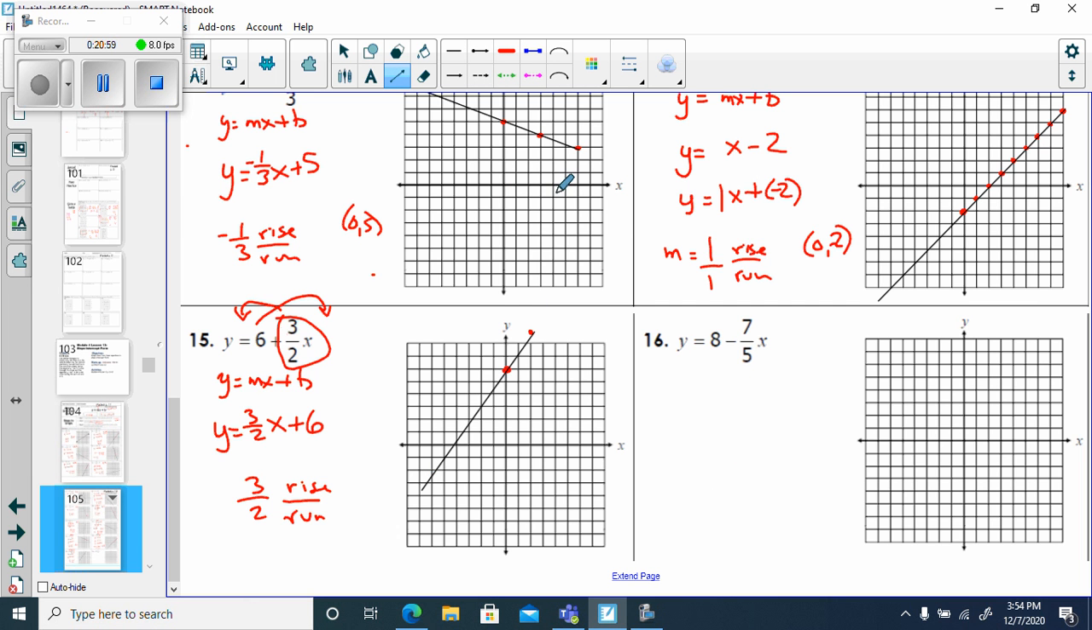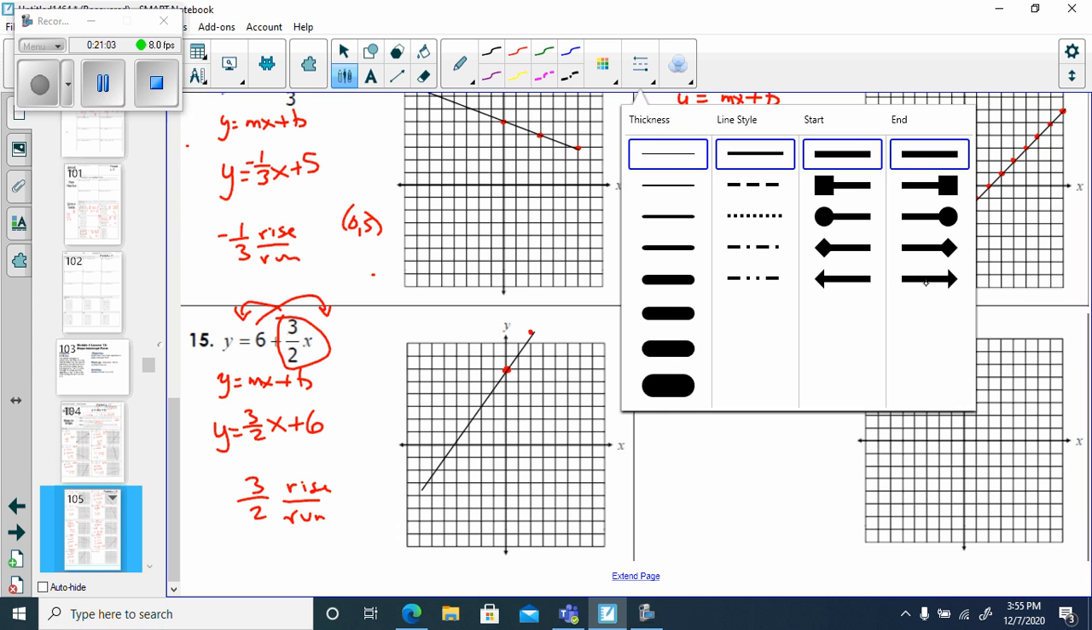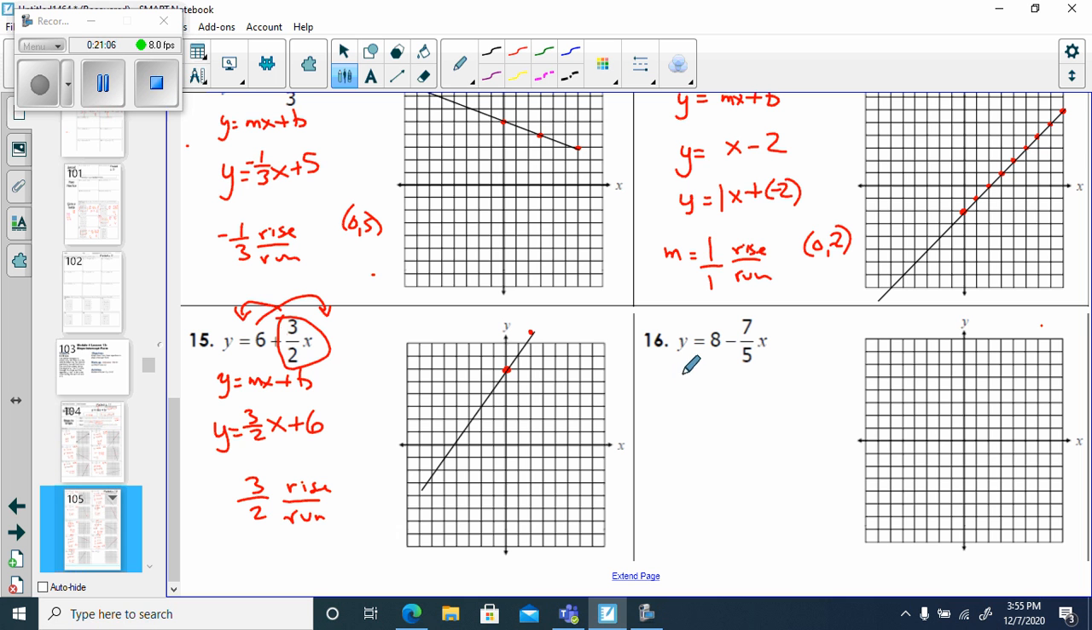Okay, and then 16. Let's do 16. I need this to look like y is equal to mx plus b. But look, my x is over here and my 8's over there. We need to swap places with these two, don't we? Y is equal to negative 7/5 x plus 8. That's negative 7/5, so I'll make sure we see that. Our m is the negative 7/5.